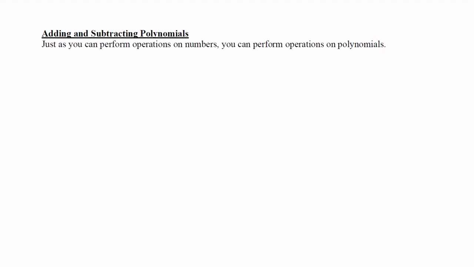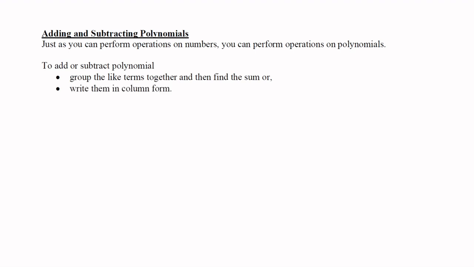Just as you can perform operations on numbers, you can perform operations on polynomials. To add or subtract polynomials, you are going to group the like terms together and then find the sum, or write them in column form. We're going to go over both methods as we do a couple of examples. Let's start with example 1, where we're going to add two polynomials.